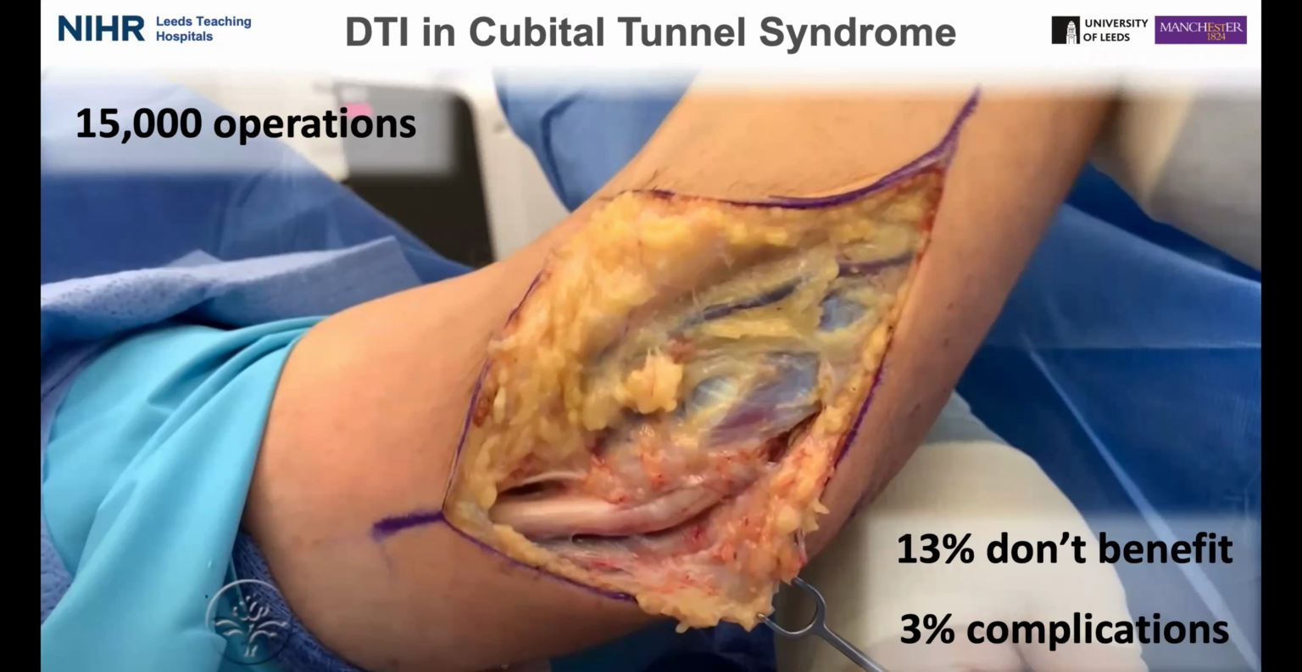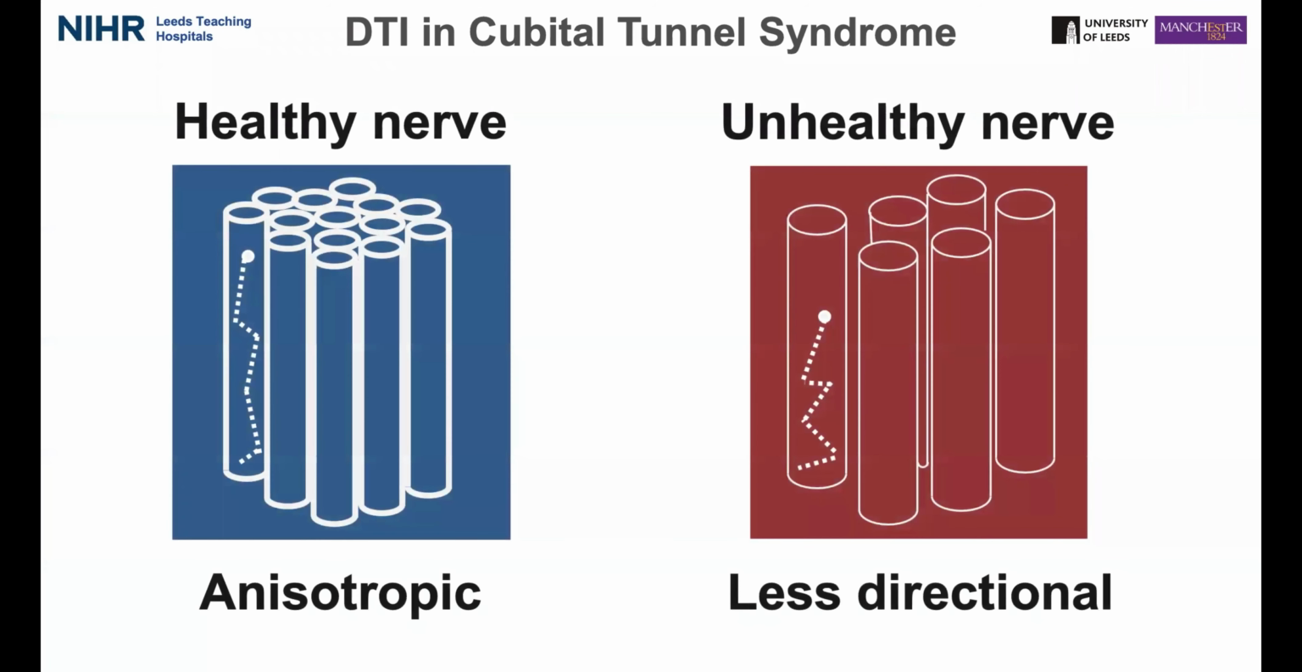The problem is, as surgeons, we're not very good at selecting patients for this, because ostensibly meta-analysis shows that 13% of patients don't get better, and moreover, 3% develop serious complications. This is perhaps due to the fact that we have no diagnostic test for cubital tunnel syndrome, and this might be where DTI comes in.